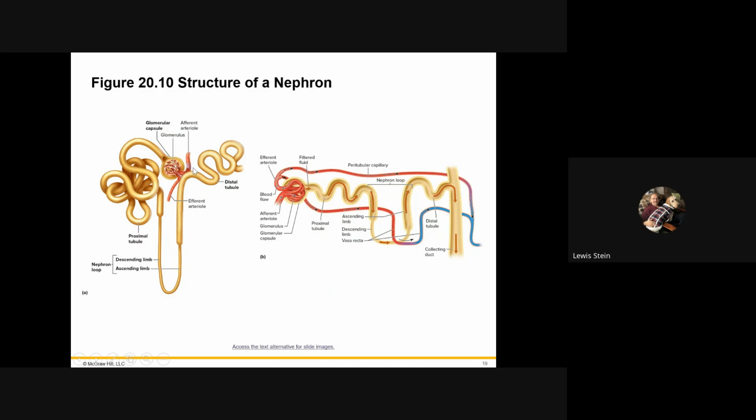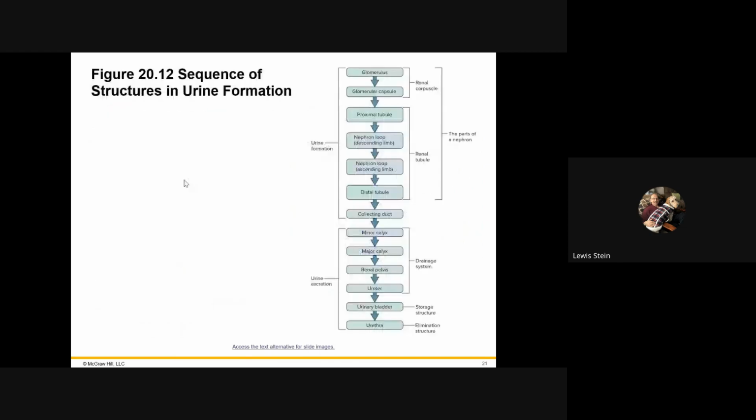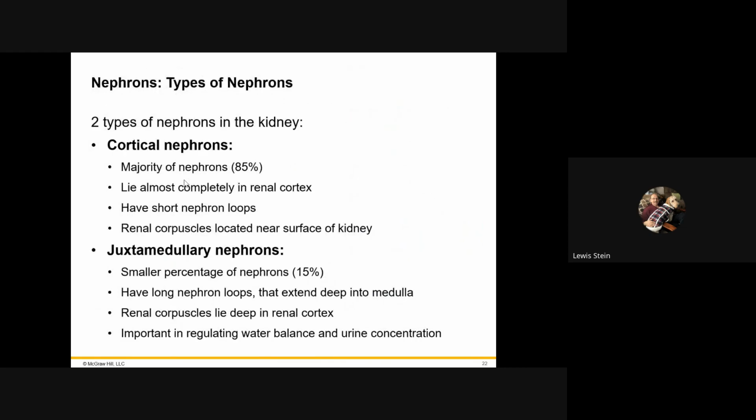You can see there's a very close area with the afferent arteriole, and typically the distal convoluted tubule or the ascending limb of the loop of Henle. That's called the juxtaglomerular apparatus, and that is a big, big deal. Not a whole lot to see here. Again, they're just summarizing the sequence of urine formation.